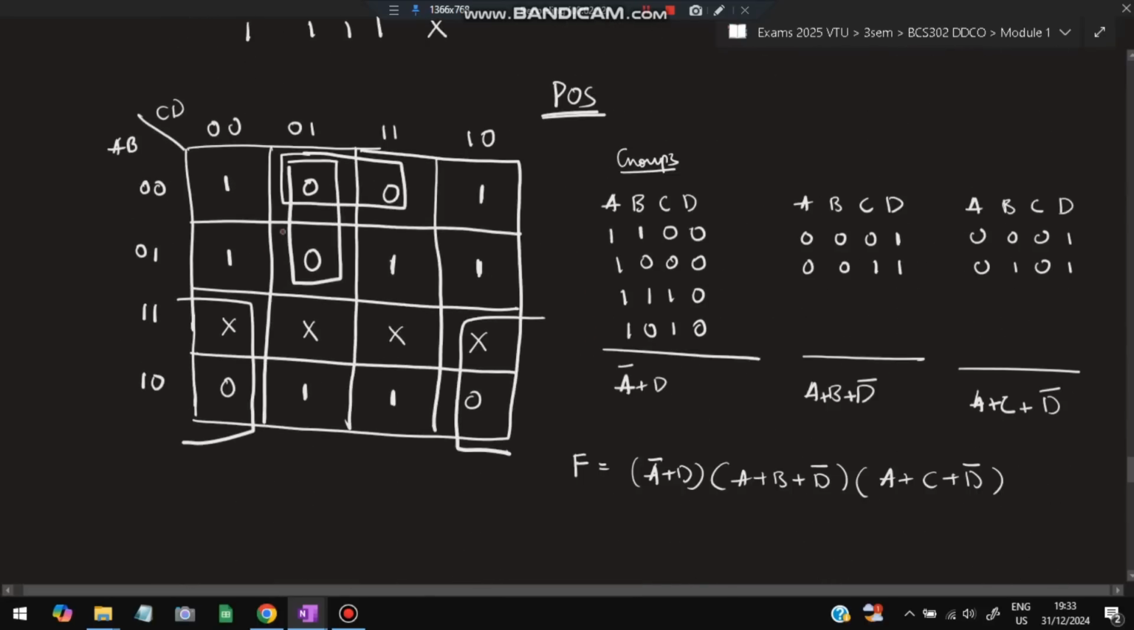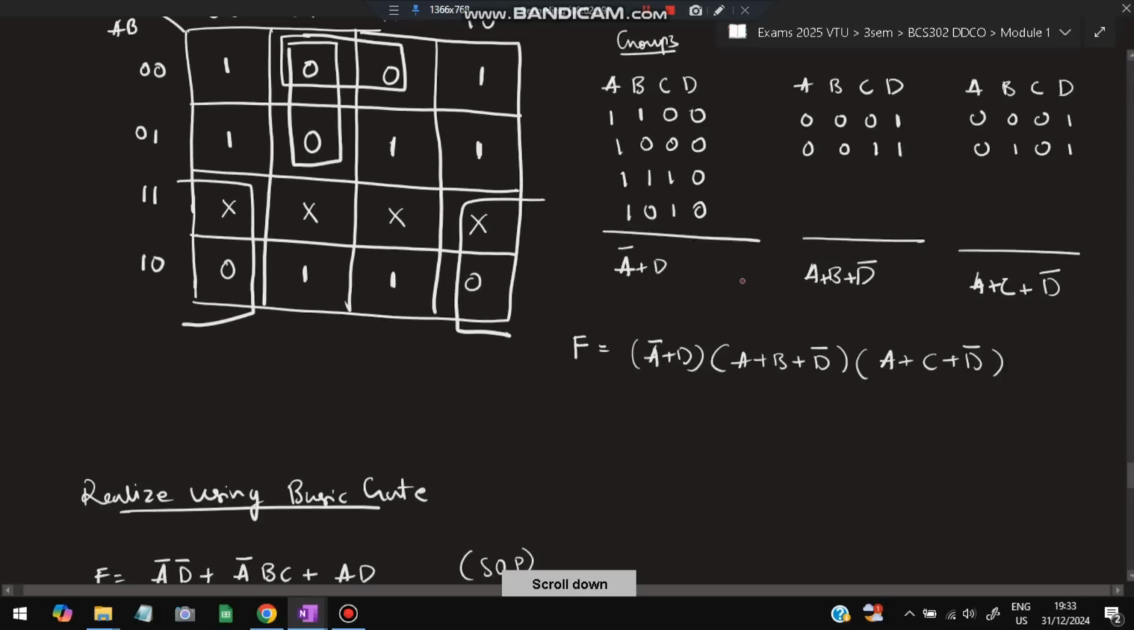Just take the zeros, make the groups of zeros, and consider the x's as zeros wherever it is required. So the groups will be formed. This is one group, this is another group, this is another group. Three groups will be formed. Find out the similar ones based on that. So in the POS, when it is all one, we'll be taking a bar and we'll have to write plus, and for the zeros, we'll be writing it as such. Then combine these terms. This is the SOP and the POS form. Truth table is also done.